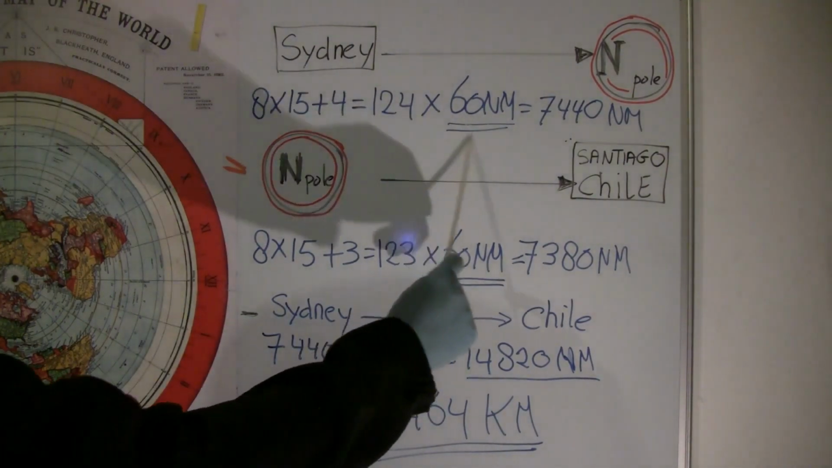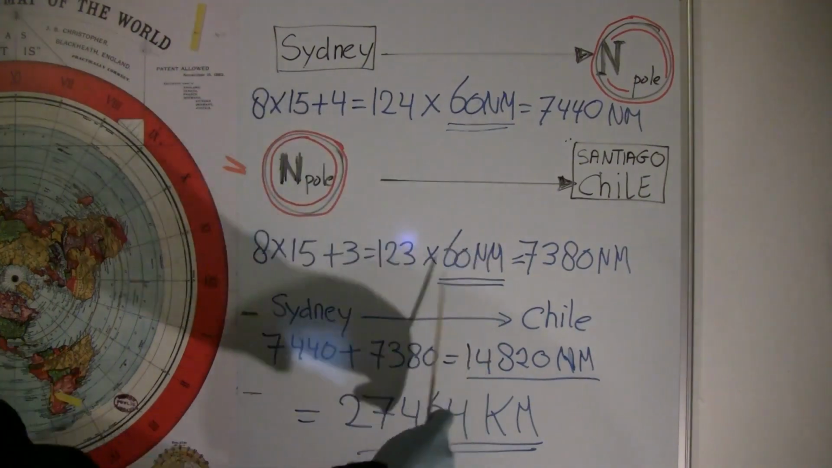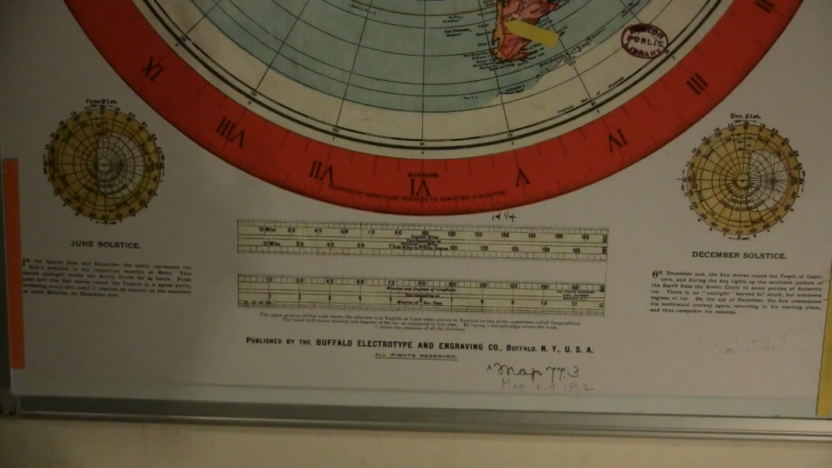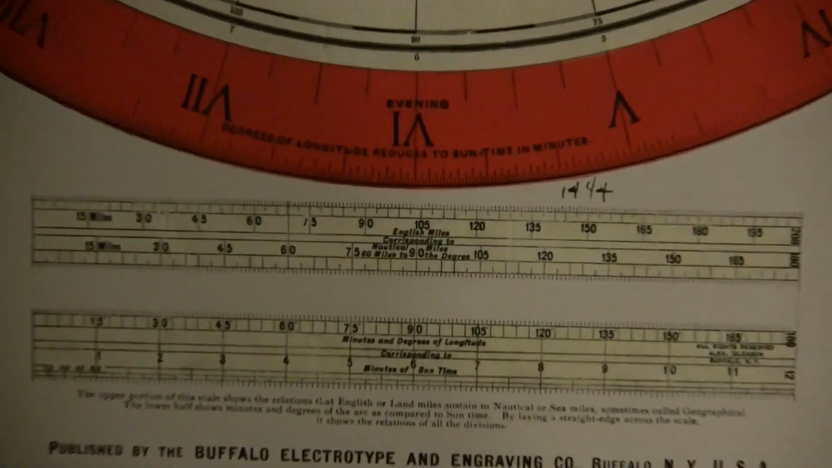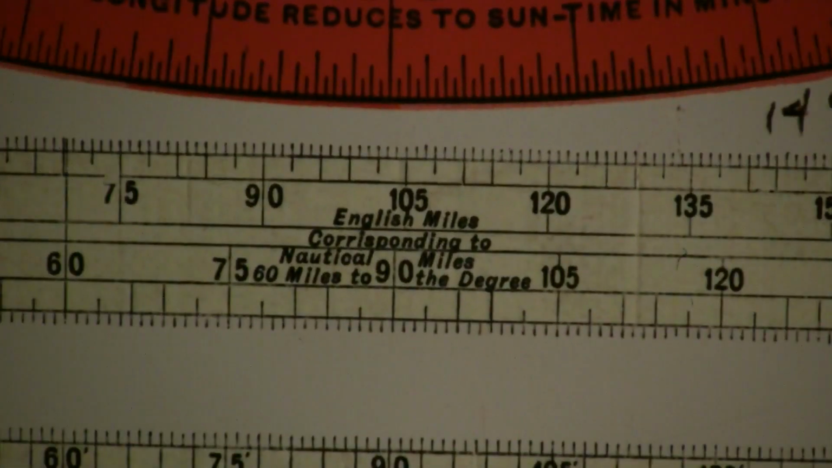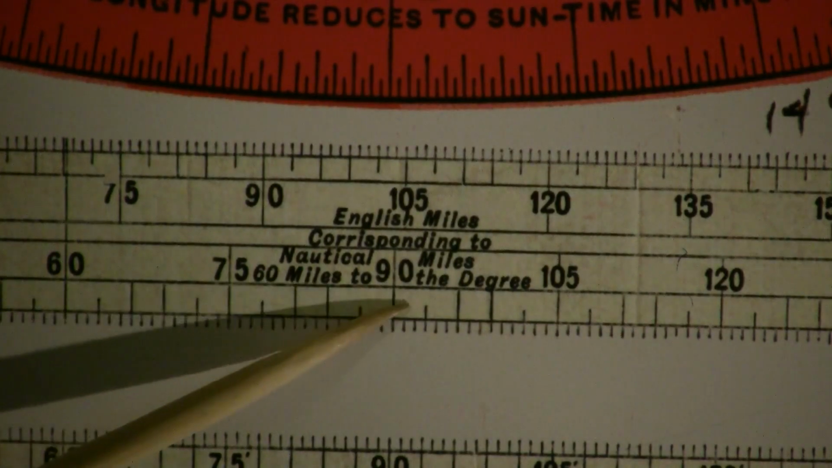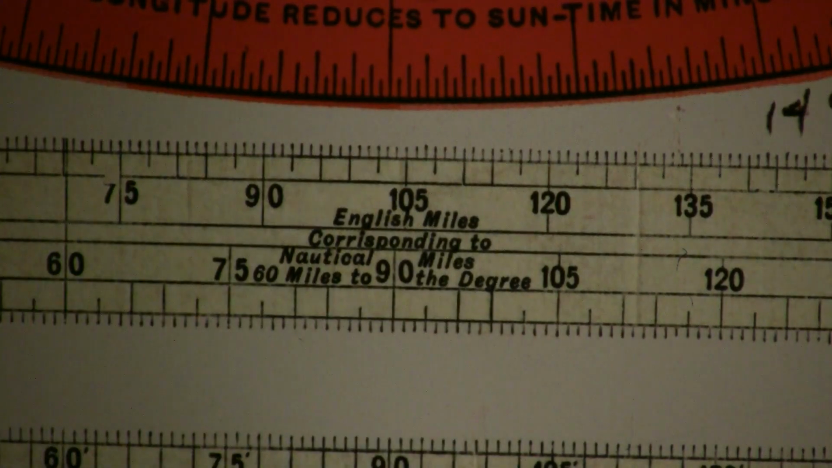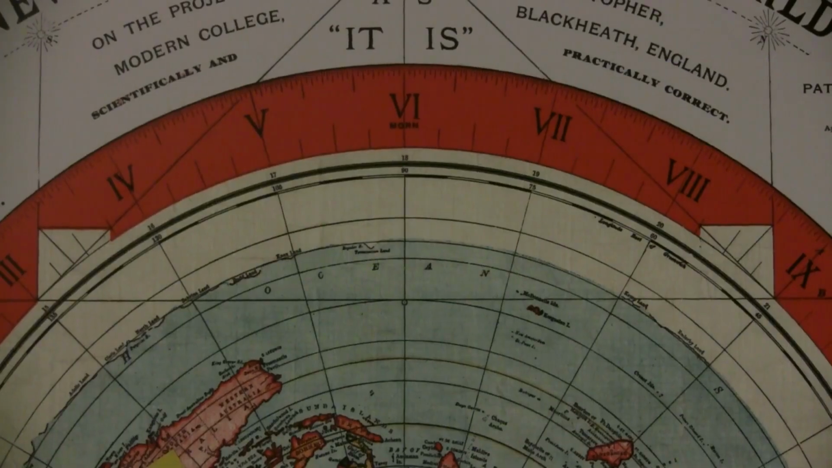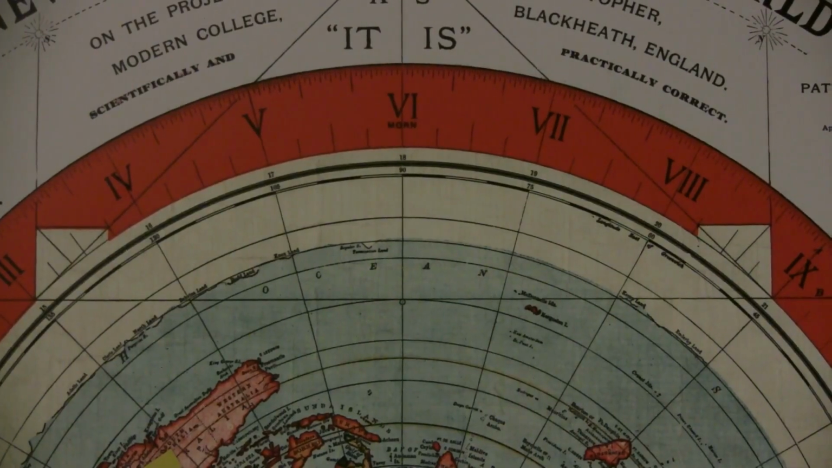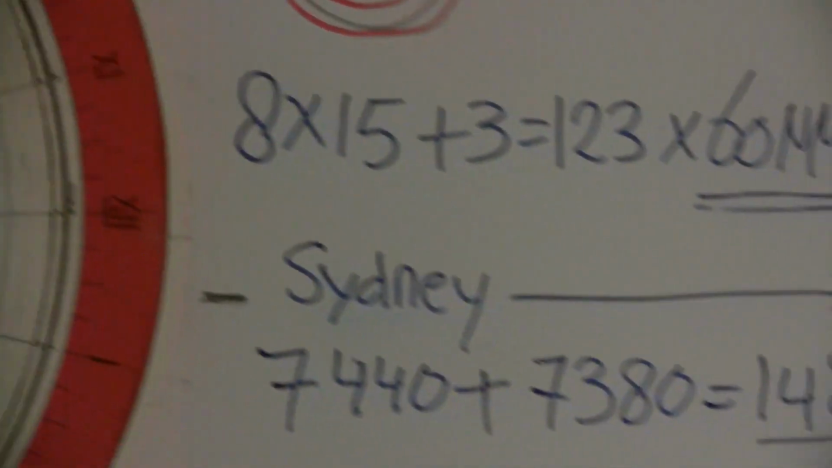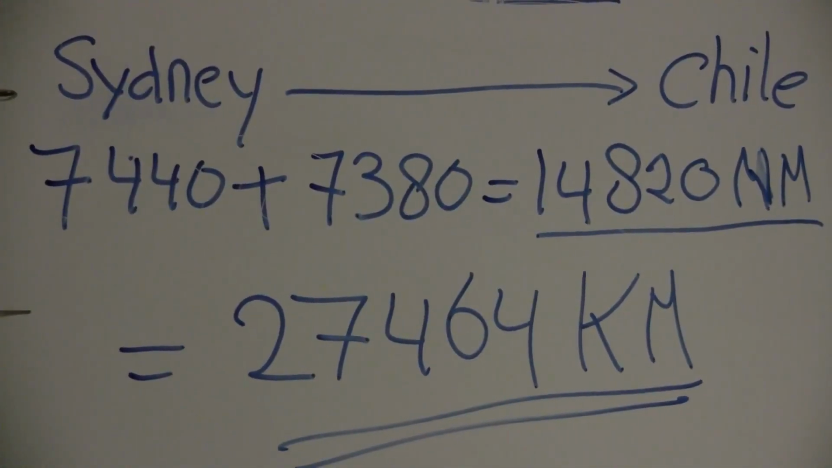The question is, why 60 nautical miles? To find the answer, we have to read between the lines, and it says 60 miles to the degree. It means each degree is in reality 60 nautical miles. Scientifically and practically correct.